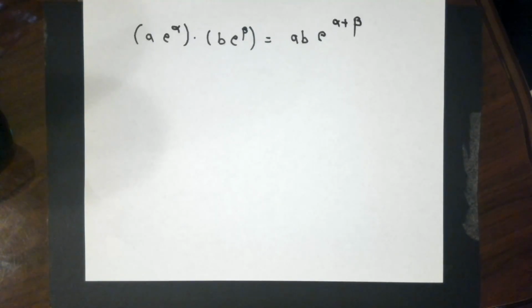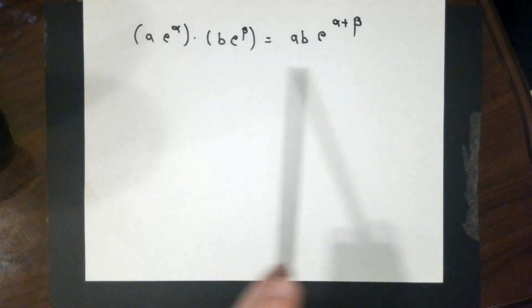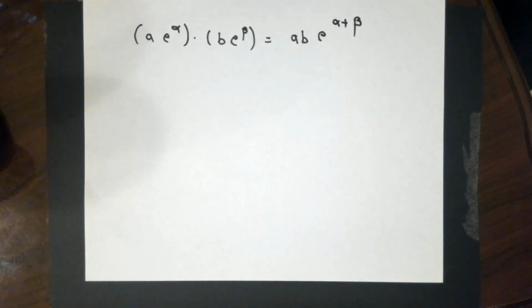It's worth mentioning that this is true for e to a power, but it's also true if it was a times 5 to the alpha times b times 5 to the beta. That would be a power of 5, alpha plus beta. So on one level, I maybe shouldn't take this specific base e very seriously.